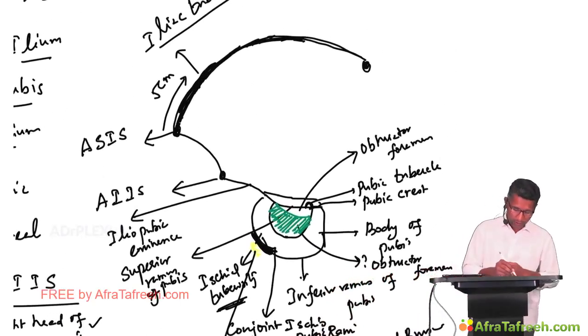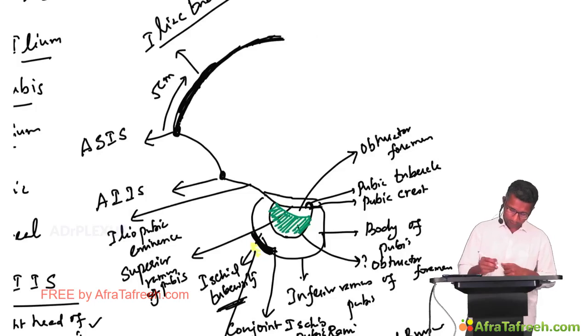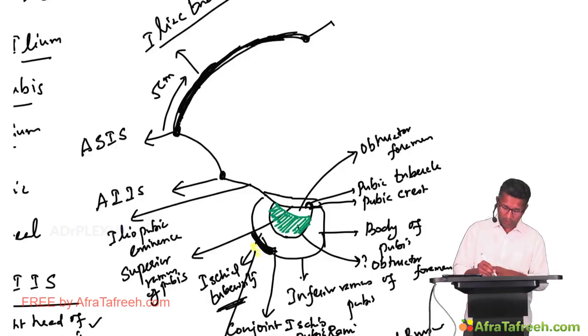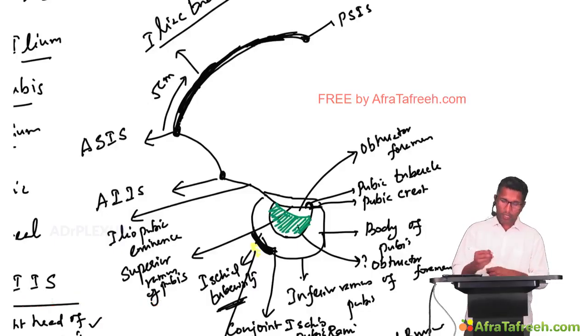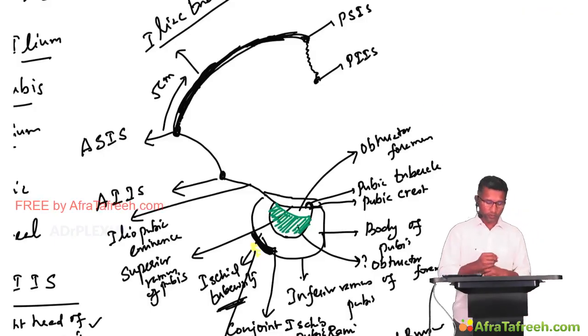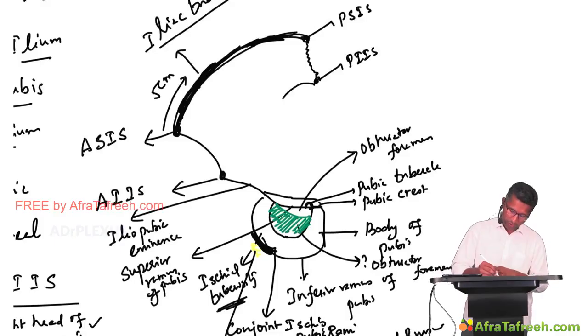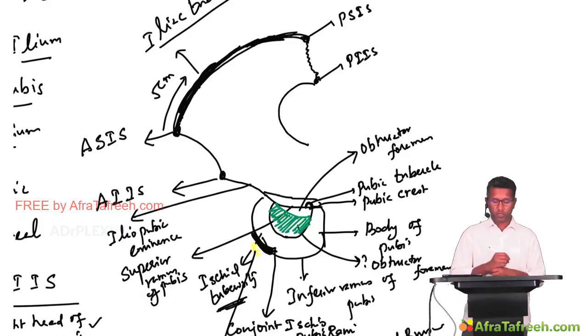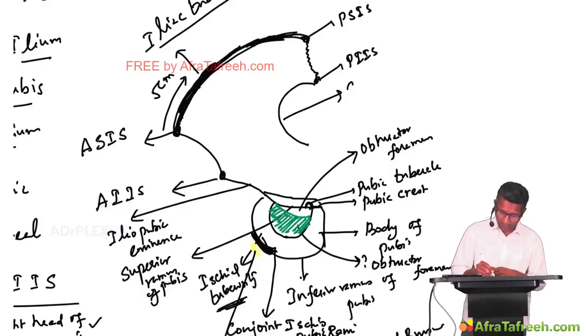Now if you see the pelvic bone again, when we trace the iliac bone, it ended in a spine called the posterior superior iliac spine. This posterior superior iliac spine ends in the posterior inferior iliac spine, and from the posterior inferior iliac spine you get a big notch. This notch is called the greater sciatic notch.